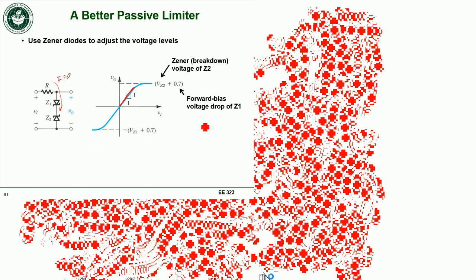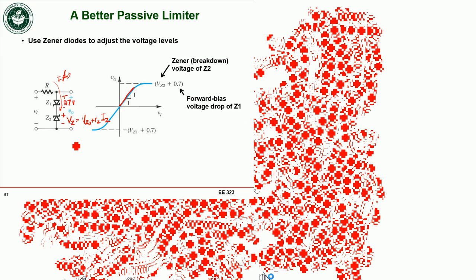Okay, but once I get to the voltage limit that I want, I'm going to choose these Zener diodes so that diode Z2 goes into breakdown, and then diode Z1 becomes forward biased. So then I have some non-zero current through here because Z2 is in breakdown, and now diode Z1 is forward biased. If this is a silicon Zener diode, there's going to be 0.7 volts dropped across that, and diode Z2 is in breakdown, so its voltage is going to be given by that Zener diode voltage equation that we went over earlier. And the combination of these two voltages is going to set the upper limit voltage of my limiter circuit.